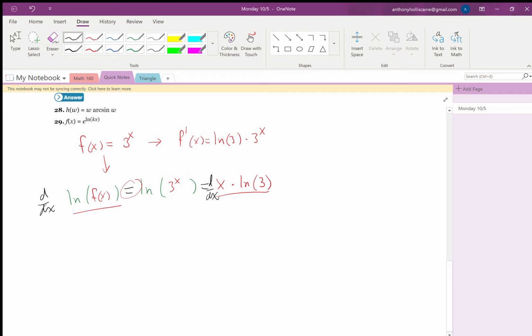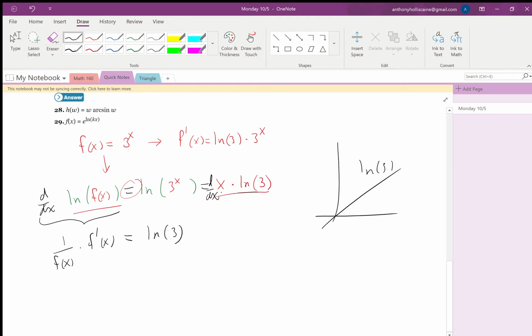d/dx, d/dx. Okay, so on this side, we have to use the chain rule. So natural log says 1 over f of x, times the derivative of f. And over here, this is just x times a constant. This is a line whose slope is natural log of 3, so I get natural log of 3. And if I move over the f of x, I have f prime of x is equal to natural log of 3 times the original function f of x, which really says f prime of x is equal to natural log of 3 times 3 to the x. And we already knew that, right? I already told you that.